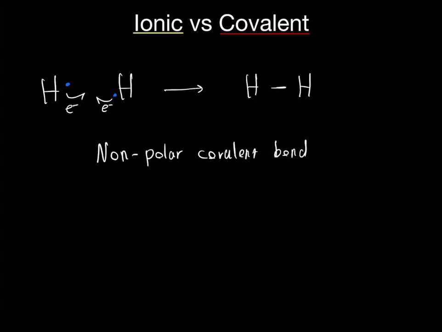The reason is that the electronegativity value of hydrogen is 2.1. And so the electronegativity of the other hydrogen is also 2.1. So the electronegativity difference is going to be 0 when you have a covalent bond between 2 atoms of the same element. I'm going to explain what electronegativity means in a minute and how a covalent bond can be polar.